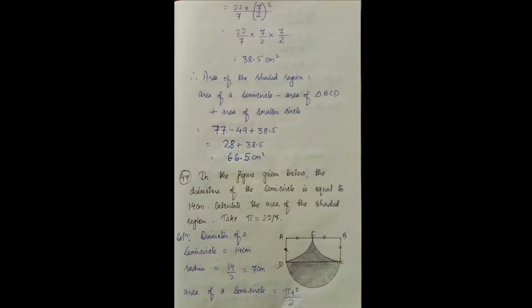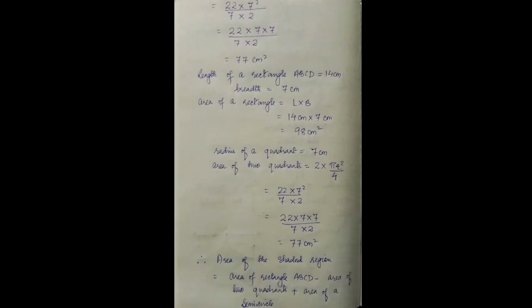See, this one, this is the radius of a quadrant. It is given this is 14, right? So this will be half of 14, which is 7 centimeter. So 7 square is 7 into 7. 7, 7 cancel. 2 ones are 2, 2 11s are. So 11 into 7, 77 centimeter square.